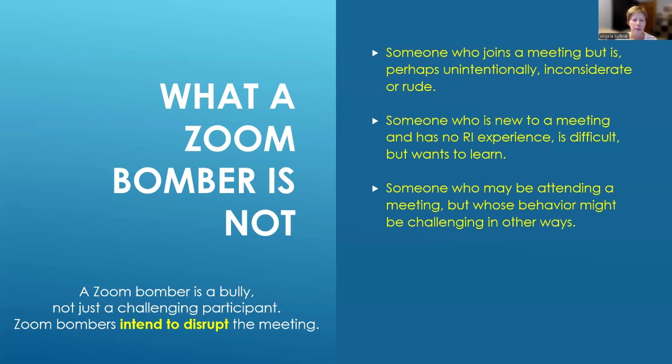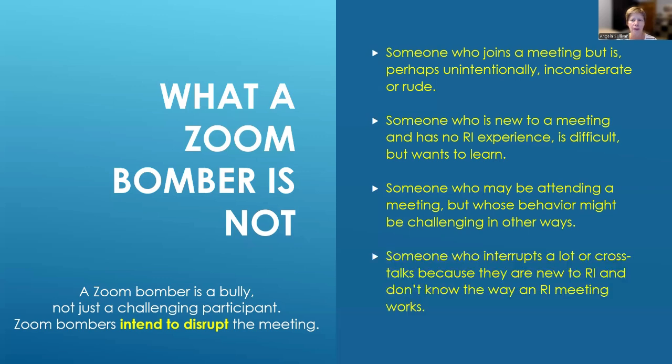It could be that their behavior is also challenging in other ways. For instance, they're walking around a room, they don't turn off their video. So there's a lot of movement, but again, they're not showing inappropriate content. They're just not abiding by our rules and guidelines. So crosstalk or interrupting, again, they just might not know how our meeting works yet.